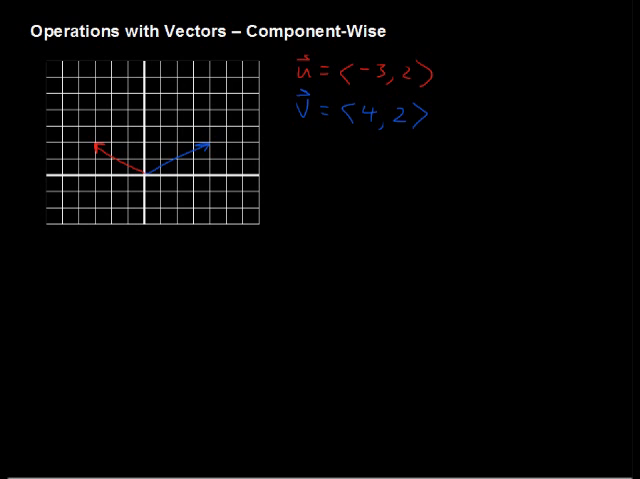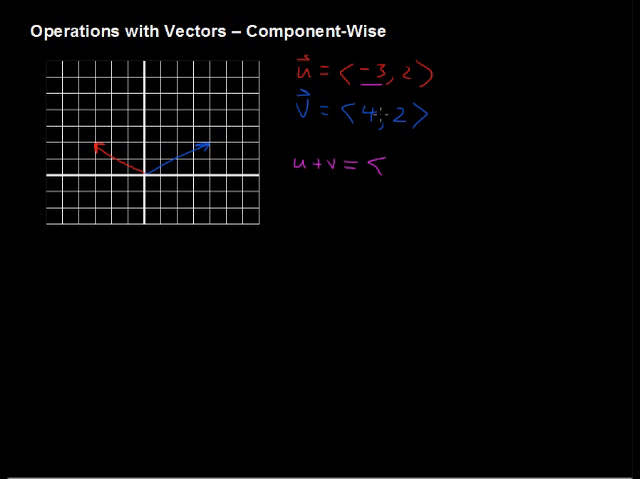Now, let's say we wanted to add these two, vector u plus vector v. What would be the resulting vector? Well, graphically, of course, we could just show that, draw this red vector. Now, component-wise, or algebraically, we can look at it like this.